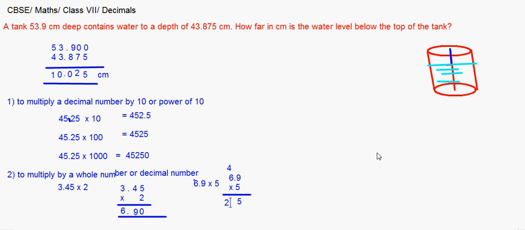Now if you see here, you have only one decimal place in 6.9. So in the answer you will count one digit from the right and put the decimal here. So the answer becomes 24.5. This is when we are multiplying it with whole numbers. Let's take up a question with decimal number.